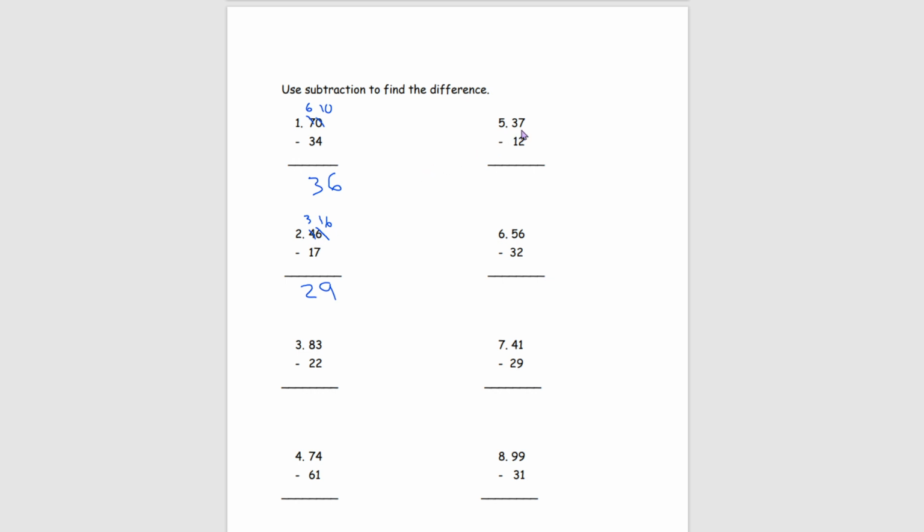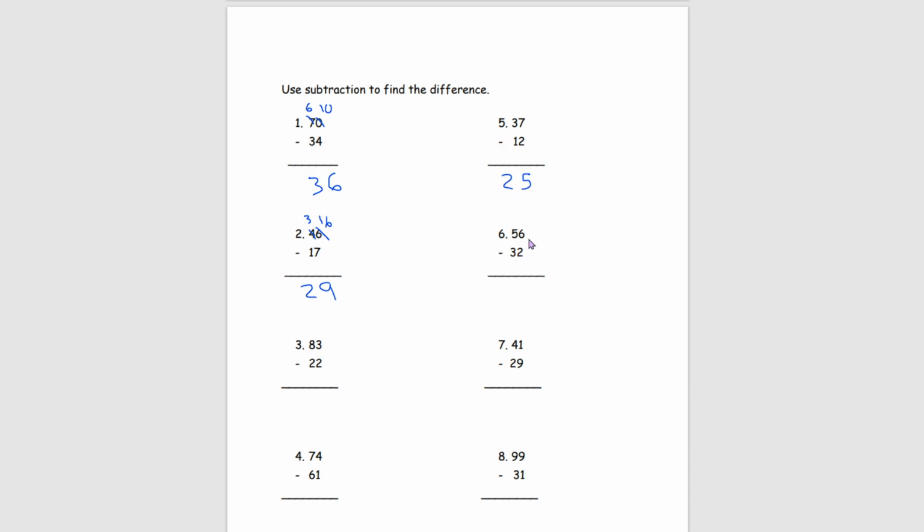Moving over to this side, here we have 37 minus 12. For this problem, it seems that both numbers on top are bigger than the numbers on the bottom, so we don't need to do any borrowing. So 7 minus 2 equals 5, and 3 minus 1 equals 2. So our answer for number 5 is 25.